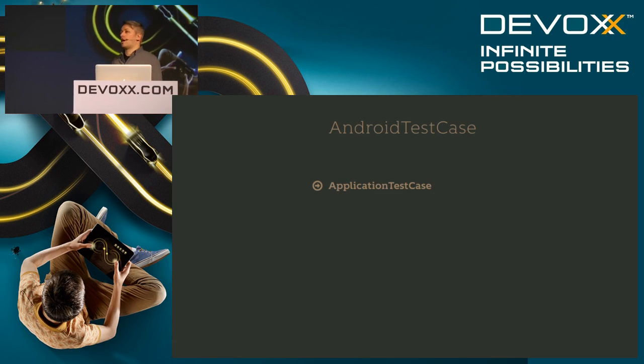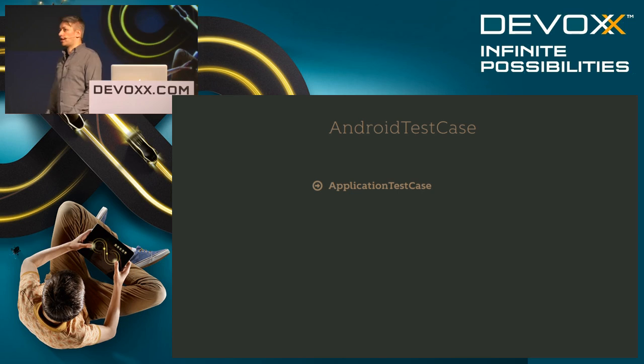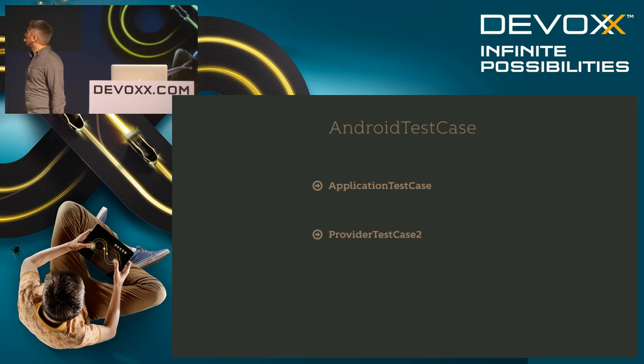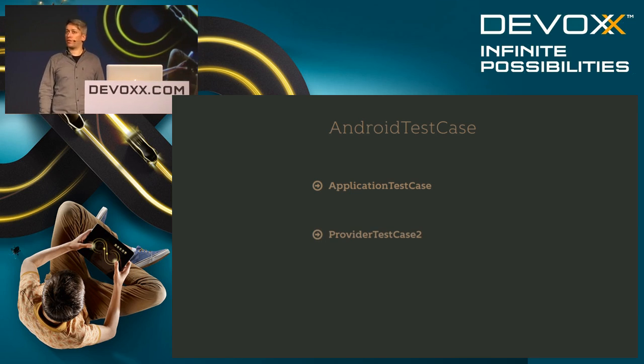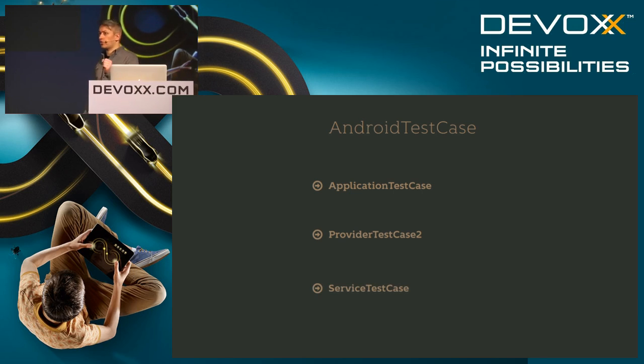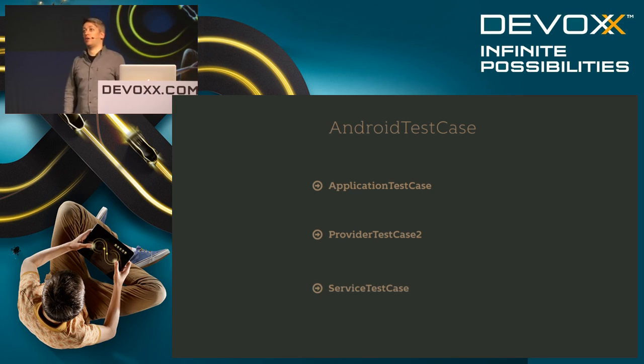Now, I will not talk too long about plain instrumentation tests, because there's just a lot more interesting stuff available than this. But what can you test? What are the base classes for your tests that are available in the Android SDK? Basically, if you look at Android test case, you will see that they have a few classes extending it. So you can test application objects, you can test content providers, you can test background services, and so on. So these are all test cases that are available to you.